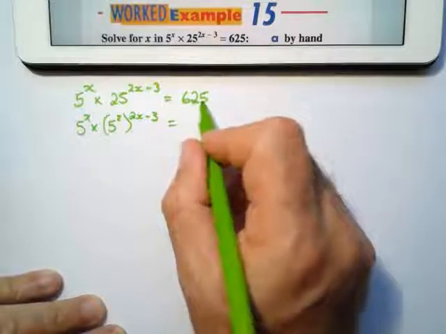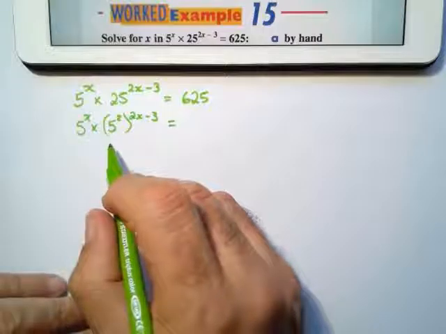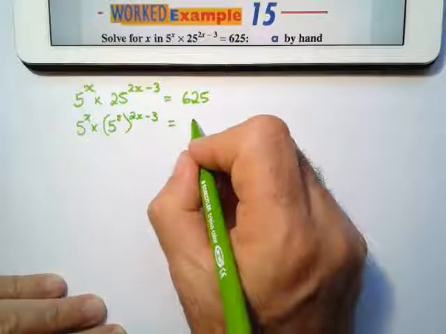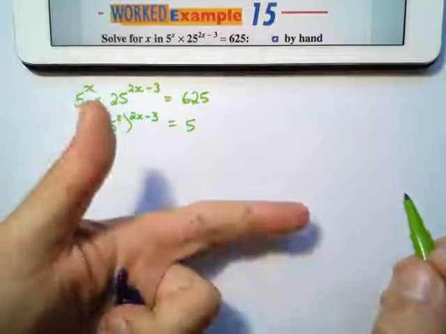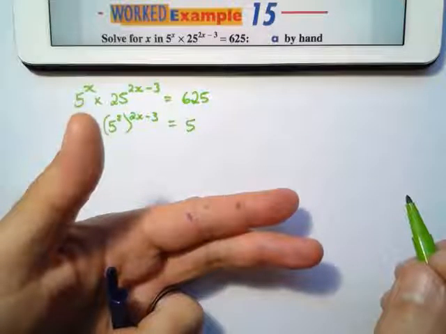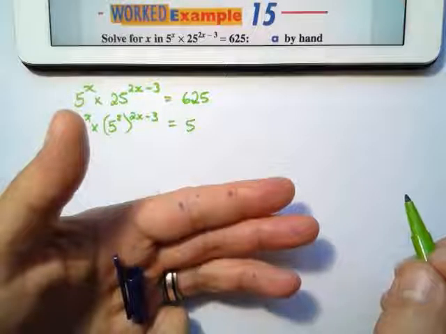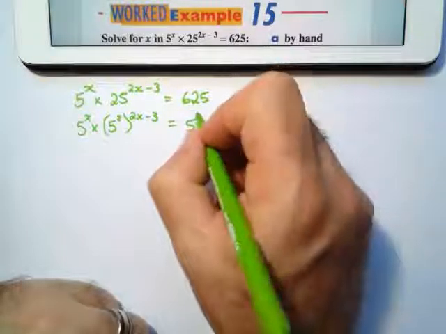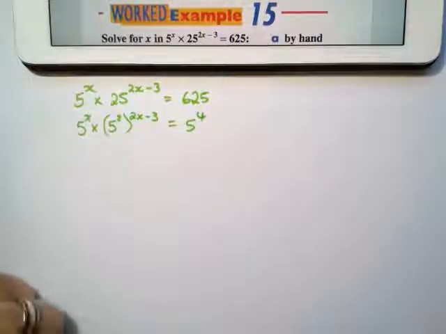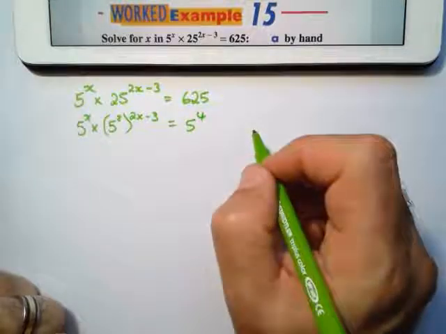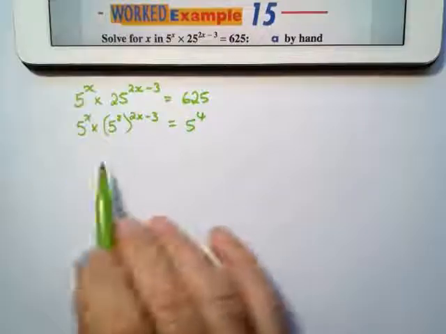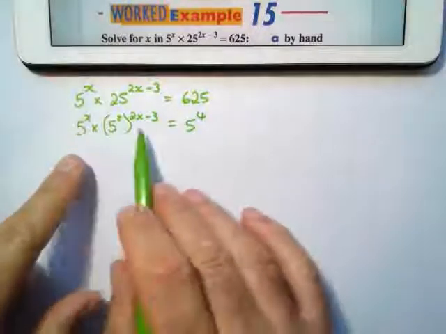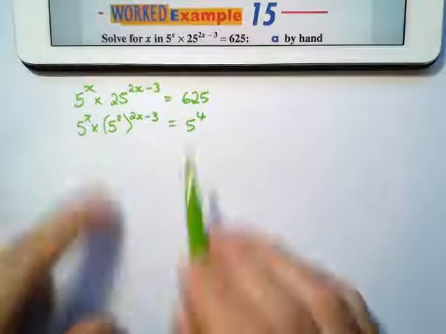And then 625. Now I know that's going to be 5 to the power something. So I go 5 to the power 1, 5 squared is 25, times 5 is 125, times 5 is 625. So that's 5 to the power of 4. Or you can use your little ladder method to get that out. Now I still can't do anything because I need one base this side and one base this side.